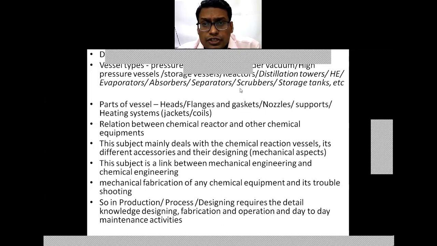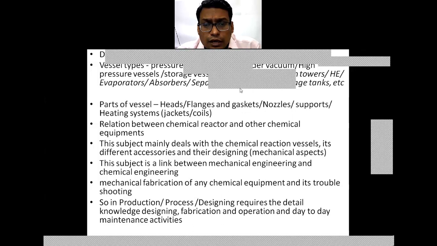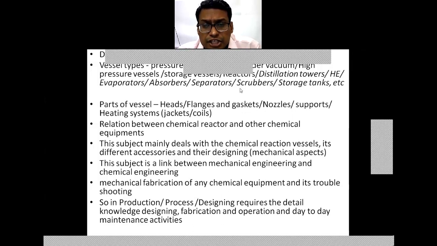So the knowledge of designing, fabrication and operation and its day-to-day maintenance activities is very much essential in this subject. The outcome expected from this subject is that you should be able to design the different chemical equipments.